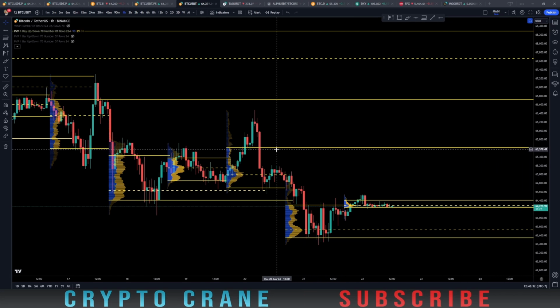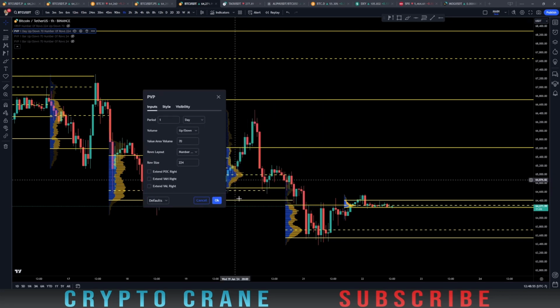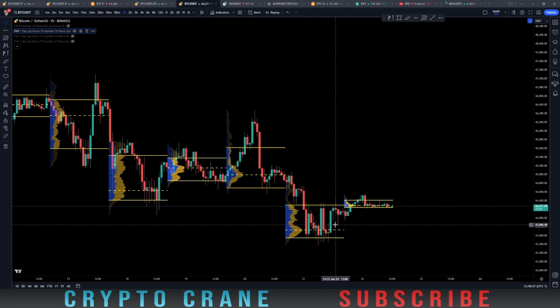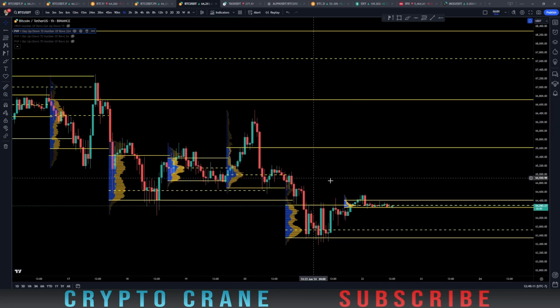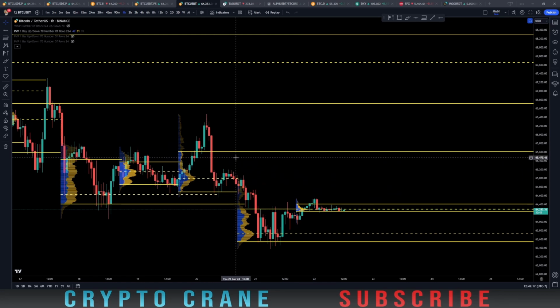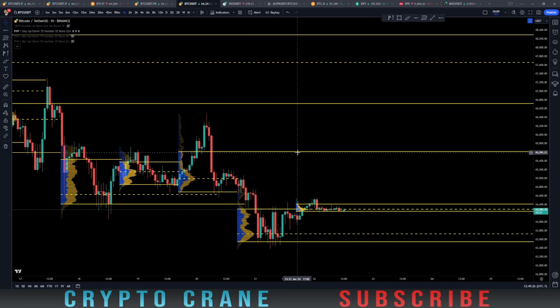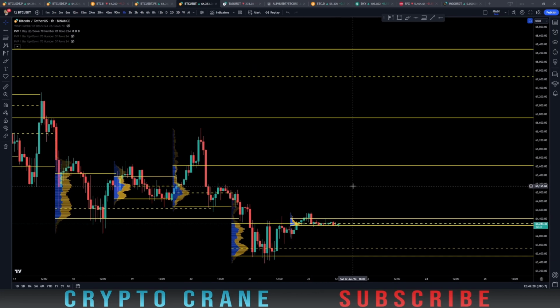What is this? It's a naked point of control, and I should have mentioned this actually. To see these naked points of control, you'll want to make sure you have extend POC, value area low, to the right. If this stuff is turned off, you will not see the naked points of control. So make sure you have all of these checked so you can actually see these levels. Essentially these are untapped levels that were created in a previous day. You can see the day closed right here on the open of this profile, and we never went up and tested this previous day's value area high, and it is likely for that level to act as big support and resistance.